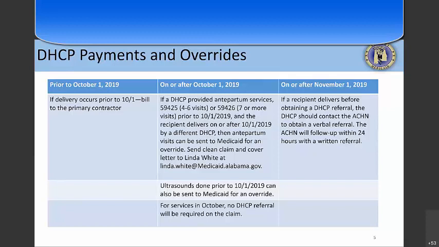Can you list the BMI code as a primary diagnosis, or does it have to be secondary? It can be either. Okay. Any other questions anyone might have?